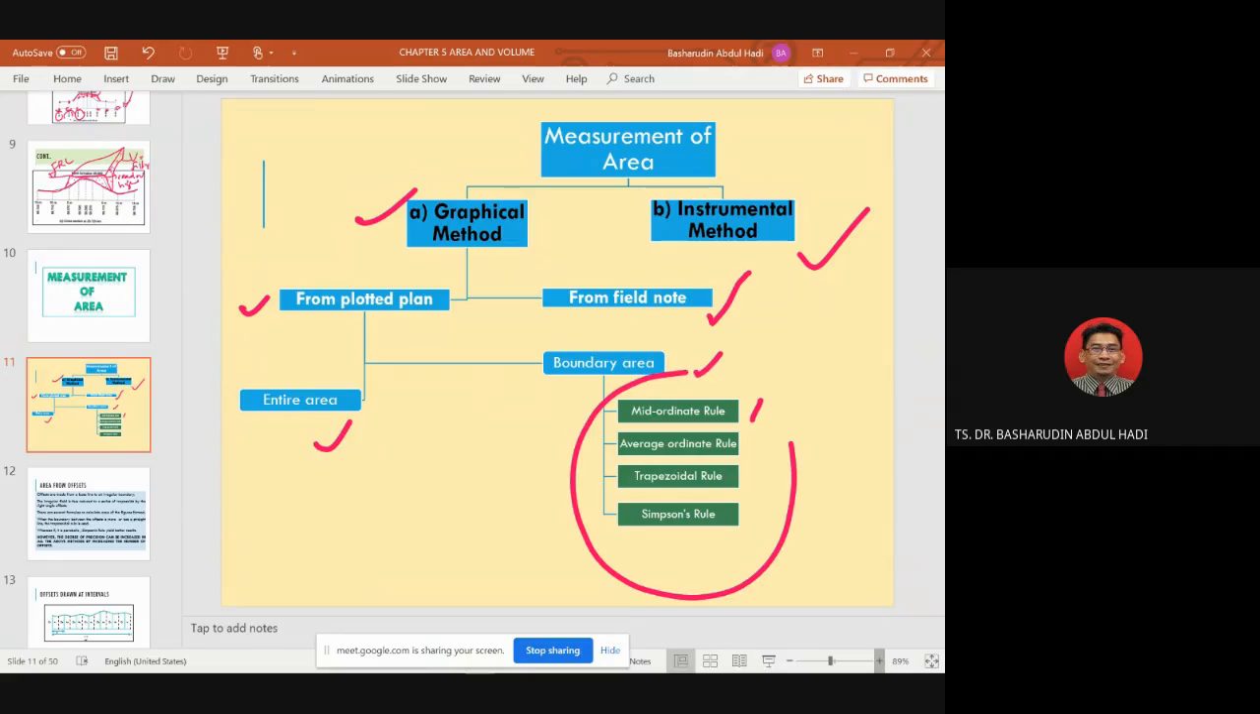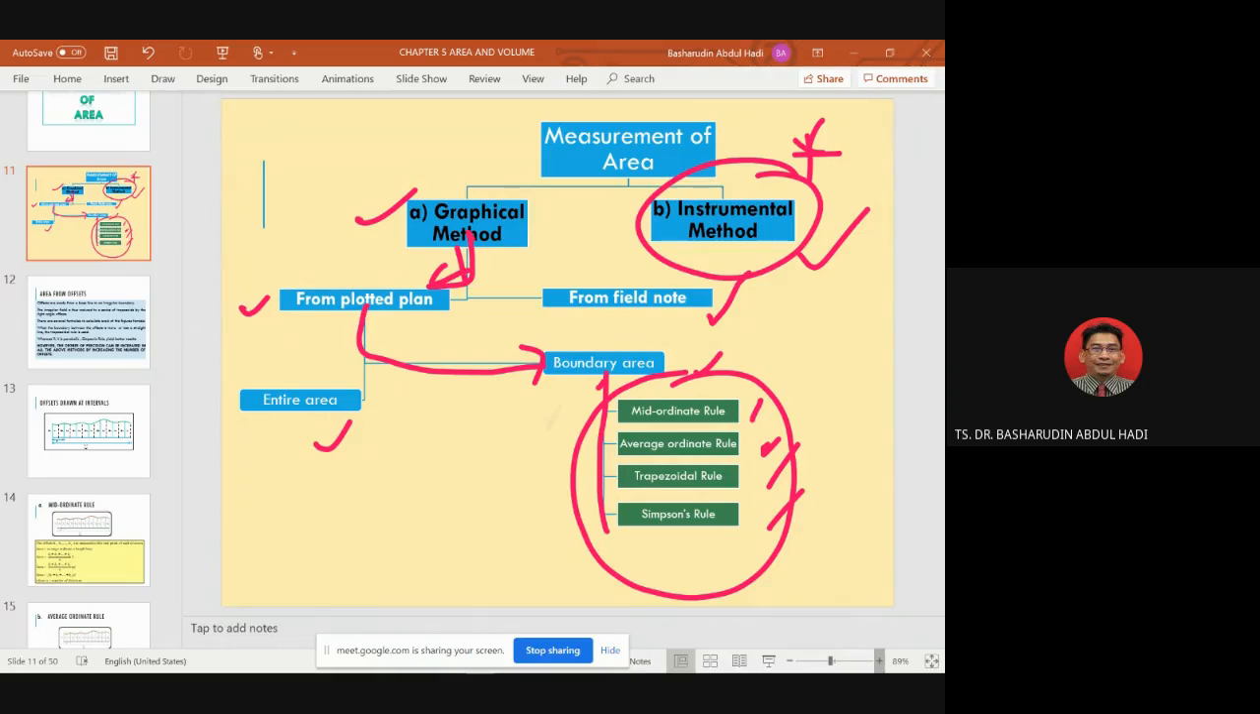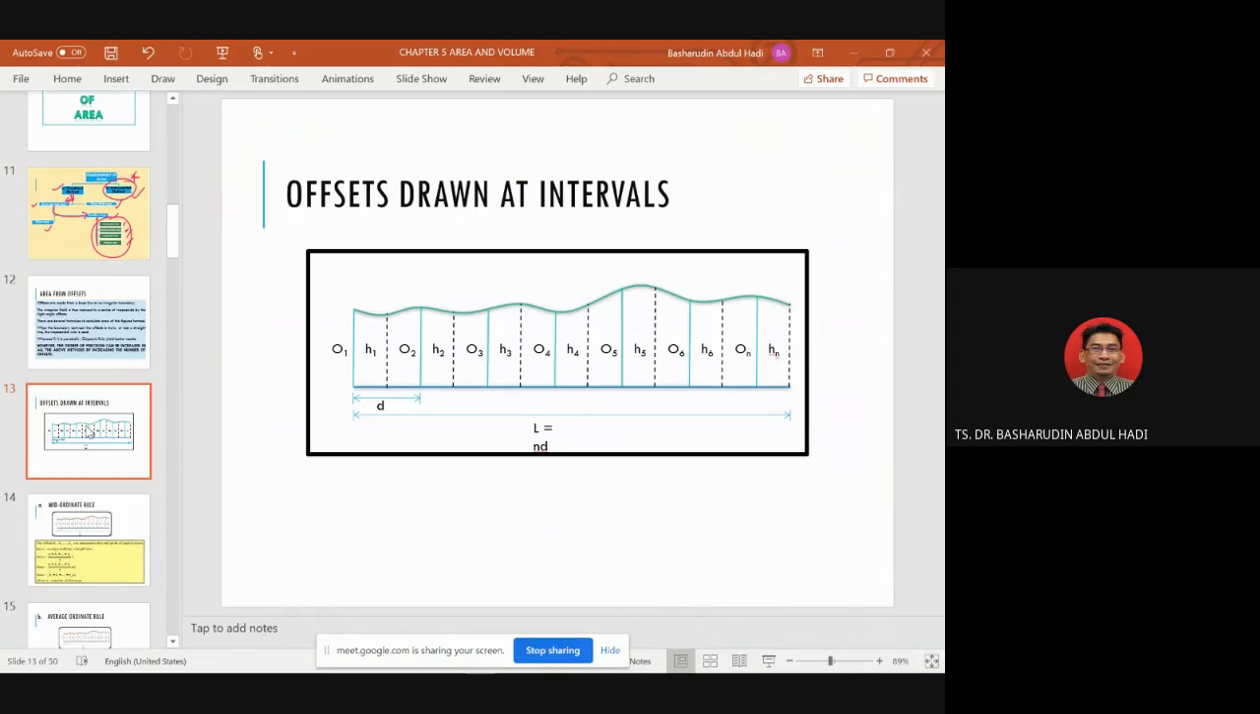We will learn this one after this. So with the graphical method, from plotted plan to boundary area, we try to calculate using mid-ordinate rules, average ordinate rules, trapezoidal rules, and Simpson's rule. Another one we have, don't forget about the instrumental method. Okay, but we focus on this one for our first lesson, to become fundamental or basic survey. Okay, area from offsets. You look at this diagram first. So this is what we call slope profiling. And you know the distance from 0,1 to 0,2, you have a distance, right?